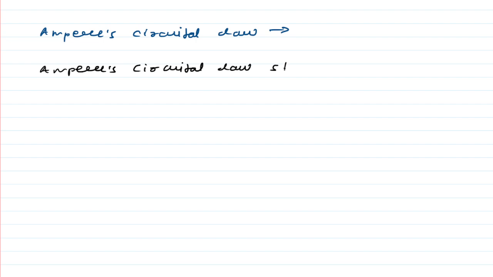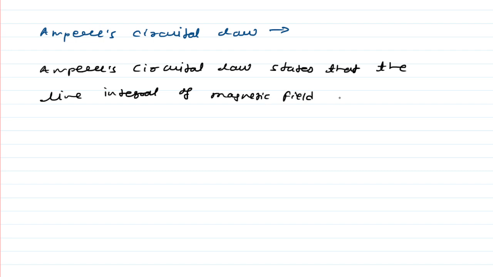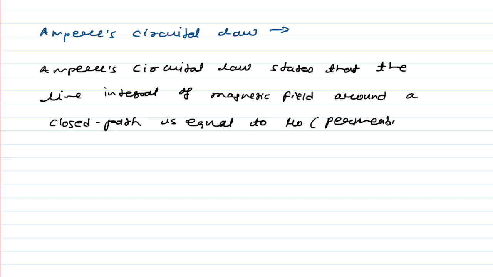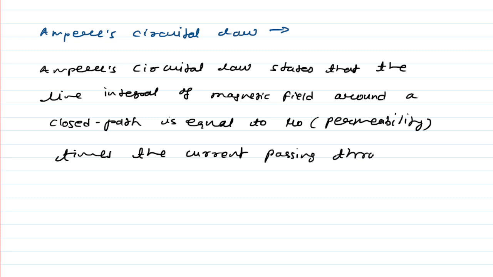Ampere's circuital law states that the line integral of magnetic field around a closed loop or path is equal to mu naught times, where mu naught is permeability, the current passing through that closed path.